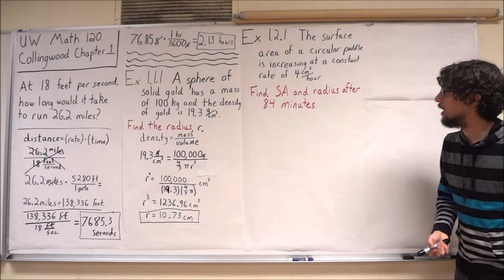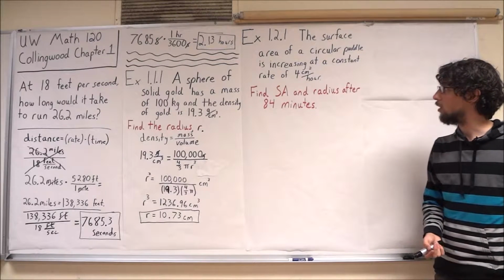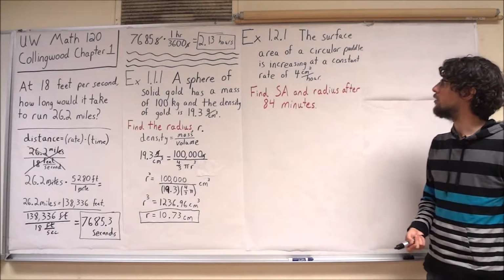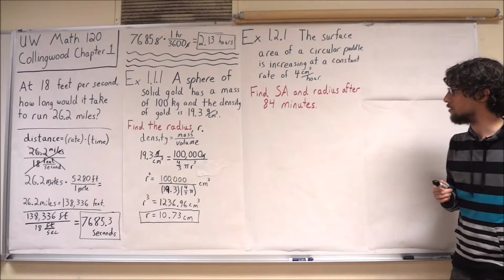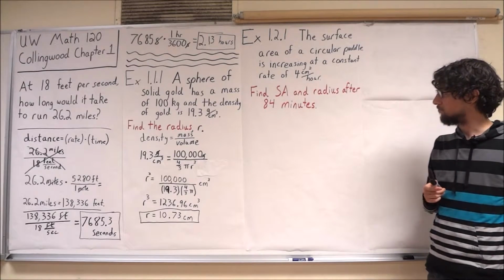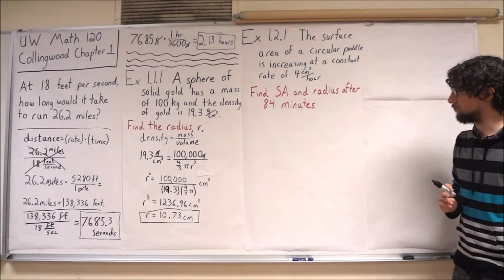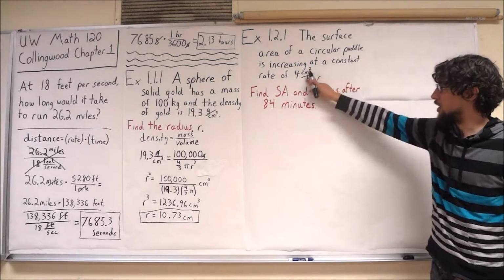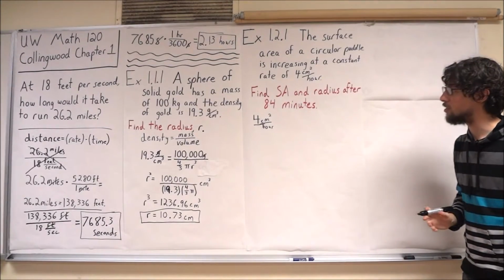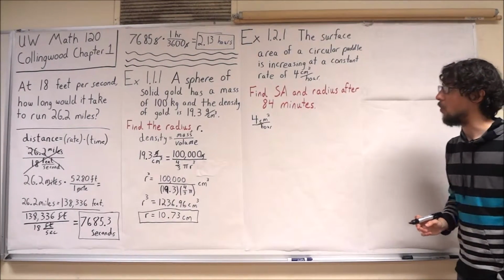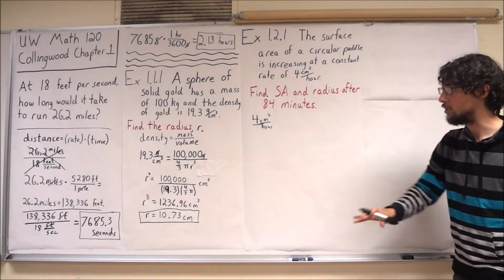So what can I say about the surface area after 84 minutes? Well, I know that each hour the surface area is increasing 4 square centimeters. I can either choose to convert this to hours or this to minutes. Let's change this hours into minutes. So I have 4 centimeters squared per hour. I want to multiply this by some conversion factor to get rid of hours and introduce minutes.